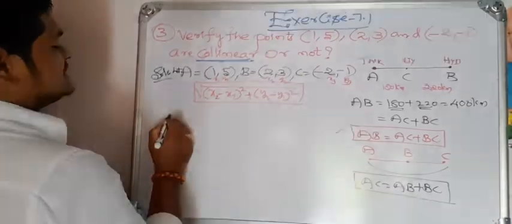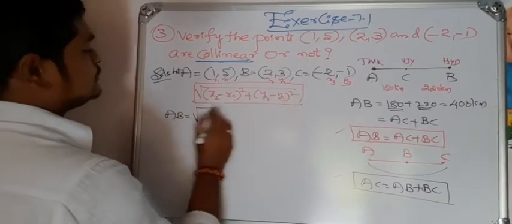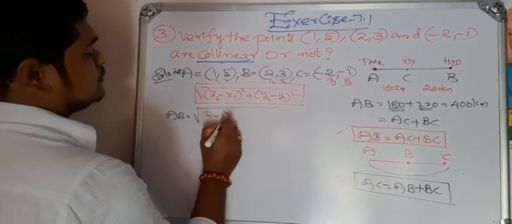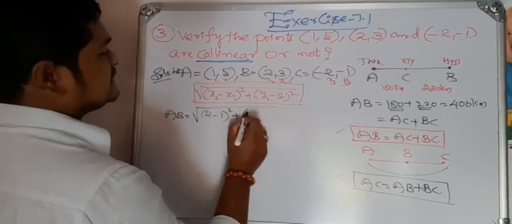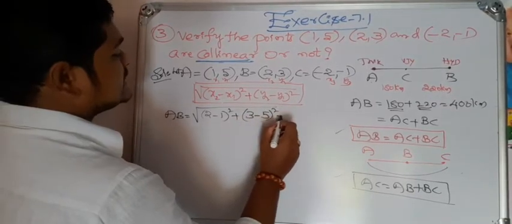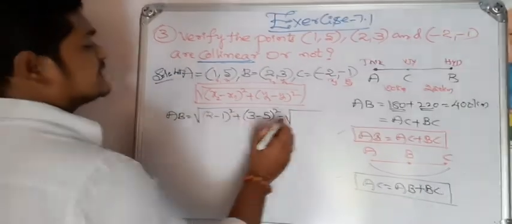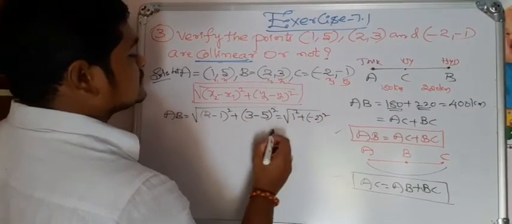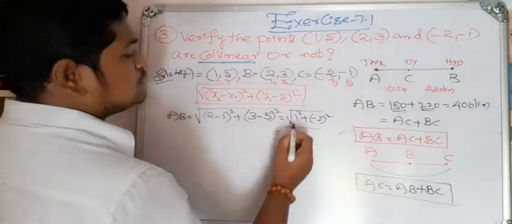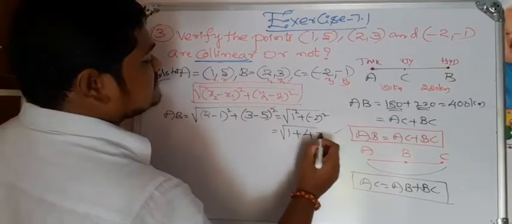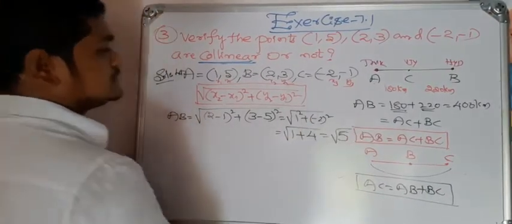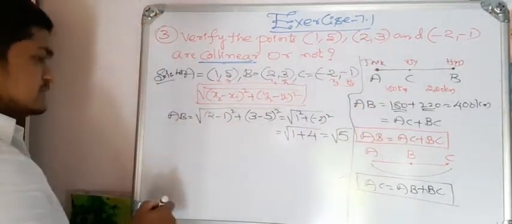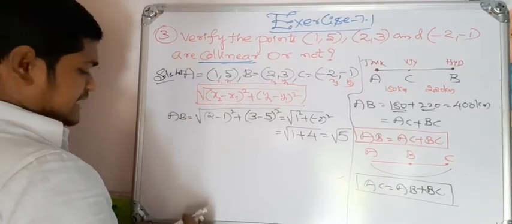Okay, find the distance between A and B. That is equal to root of (x2 minus x1) whole square plus (y2 minus y1) whole square. So this is equal to (2 minus 1) whole square, that is 1 square, plus (3 minus 5), that is (minus 2) whole square. Now let's simplify. 1 square is 1, minus 2 whole square is 4, so 1 plus 4 is 5. So this is equal to root 5. This is the final step. There is no simplification.